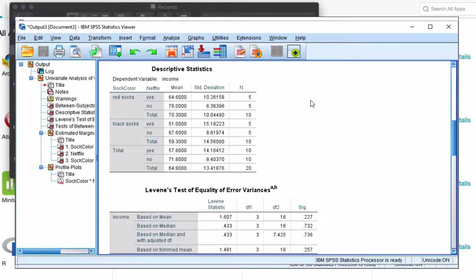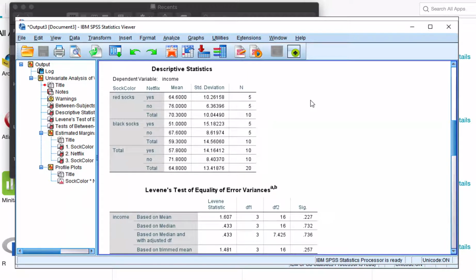Okay, so you make sure you do your operational definitions. You've explained your sample size, you have your study design, you've met your requirements for the ANOVA, and now you should have 2 null hypotheses and 1 interaction effect hypothesis. And they are written in future tense, so there will be no significant difference in the gross income of people who have black or red socks and those who have or do not have Netflix at home.